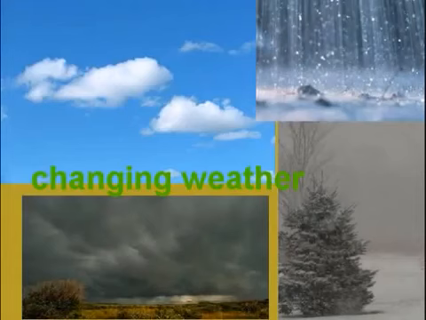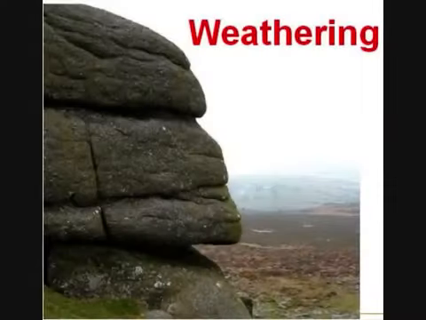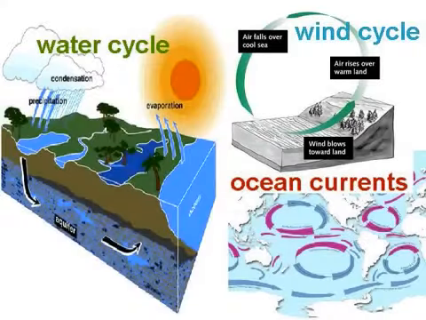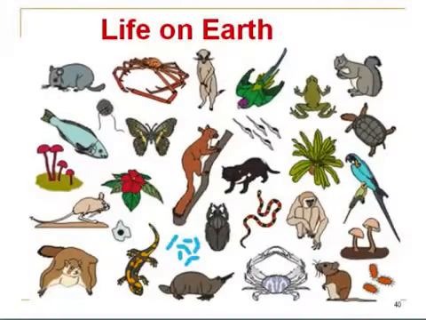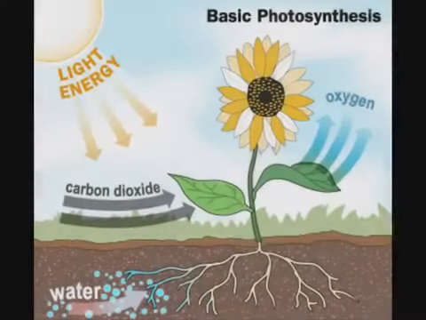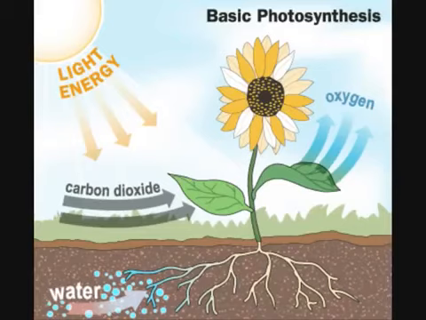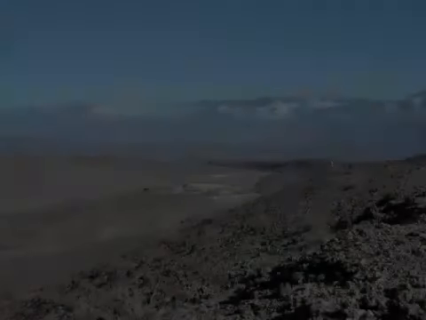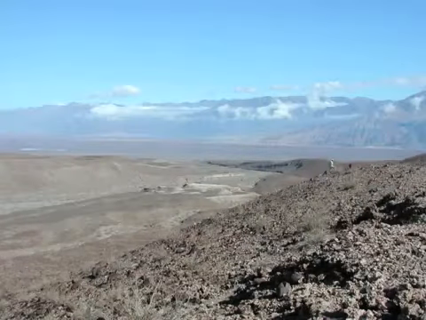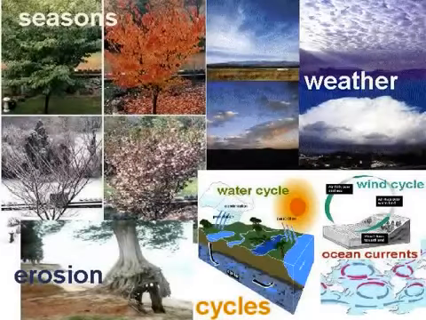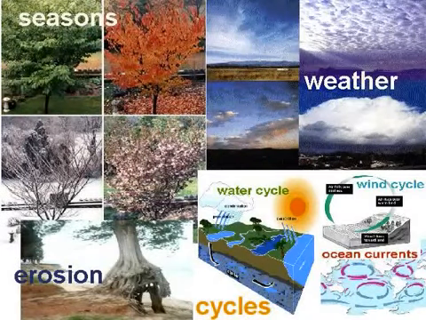Weather causes weathering and erosion. It controls the water cycle, the wind cycle, the ocean currents. It also permits life. Without the solar energy, our plants and animals couldn't grow. So without the sun, we wouldn't have much life. We need this external heat. We depend on its seasons, its weathering, its erosions, its cycles to give us life.